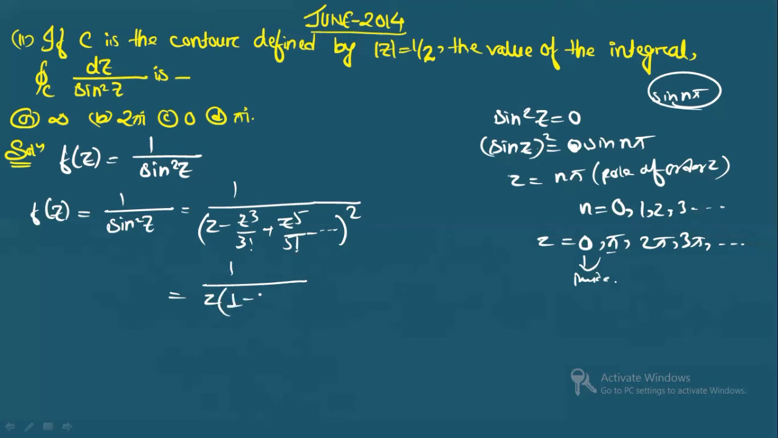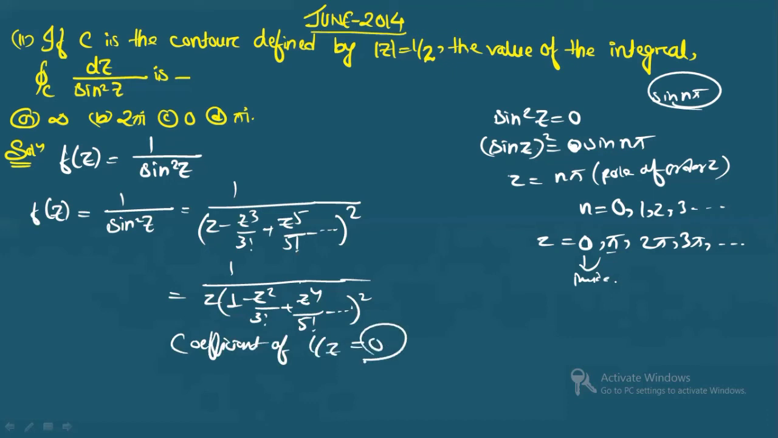This will give me 1 minus z square by factorial 3 plus z to the power 4 by factorial 5 minus and so on, whole square. So if you see here, do you find any coefficient of 1 by z? No. The coefficient of 1 by z is 0, right? That means the value of this integral is also 0 because there is no residue. So the correct option is option C.